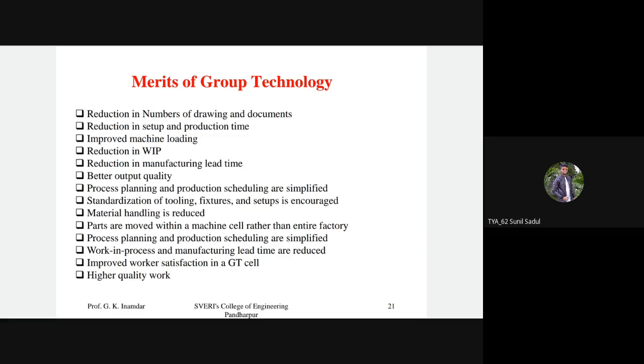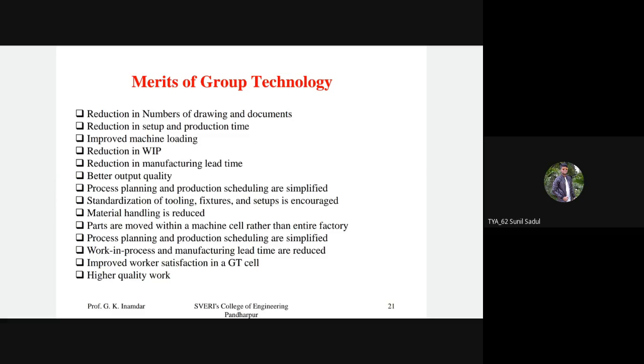Now, reduction in setup and production time is another merit. Improved machine loading. Reduction in work in progress. Reduction in manufacturing lead time. Better output quality. Process planning and process scheduling are simplified. Process planning is nothing but the methodology, and production scheduling is nothing but the timetable. This will also get simplified. Standardization of tooling, fixtures, and setup is also encouraged. Material handling is reduced.